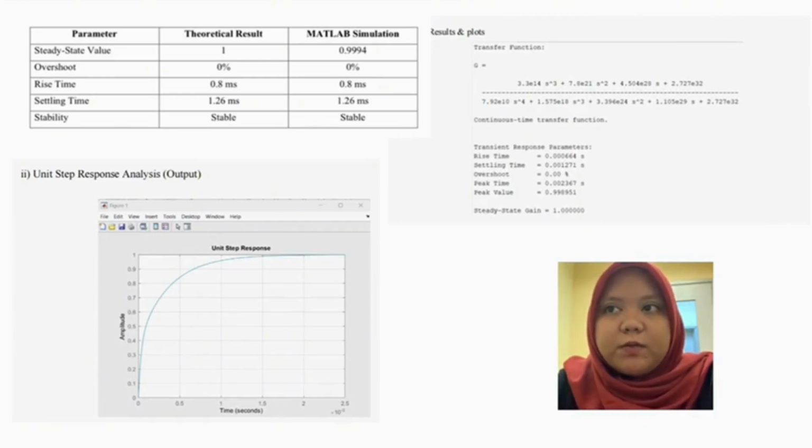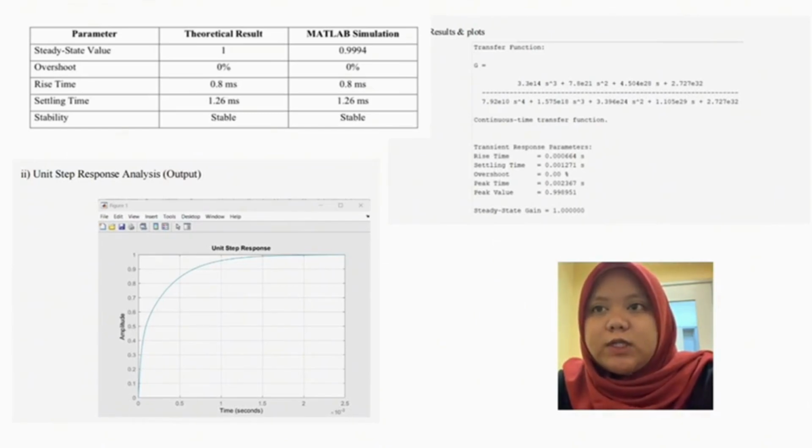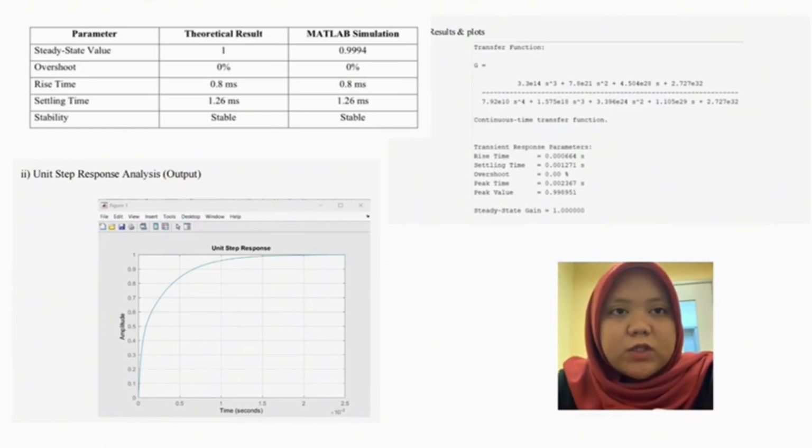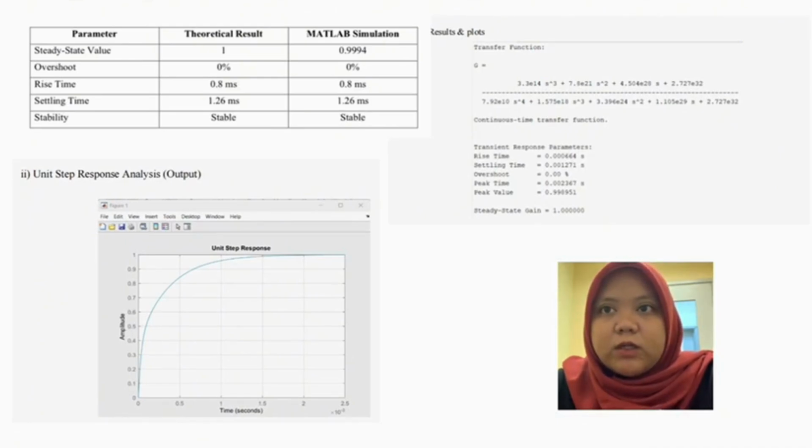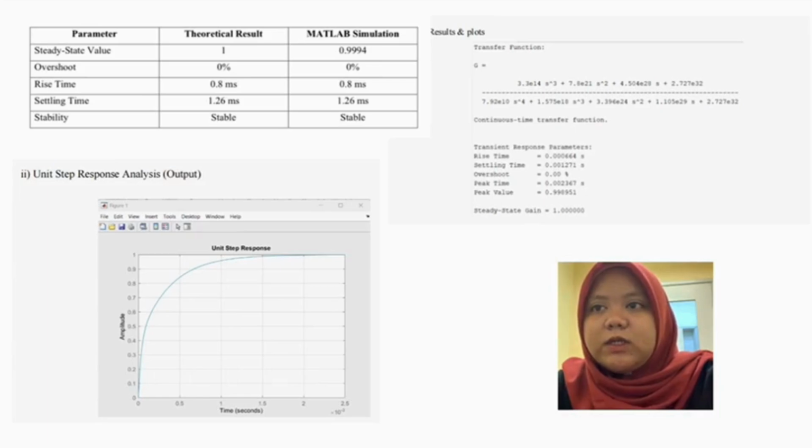Next, I will explain about the unit step response analysis of the transfer function. After obtaining the transfer function, we use the MATLAB step function to simulate the system response when a unit step input is applied. We also use the stepinfo command to calculate the transient response parameters automatically. From the simulation result, the rise time is approximately 0.8 millisecond, which means the system reached its desired output very quickly.